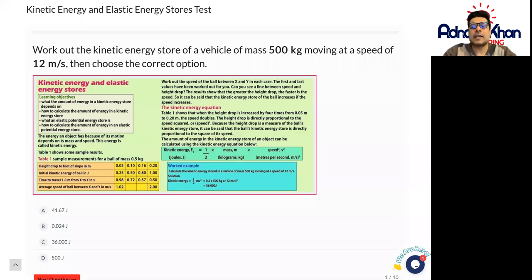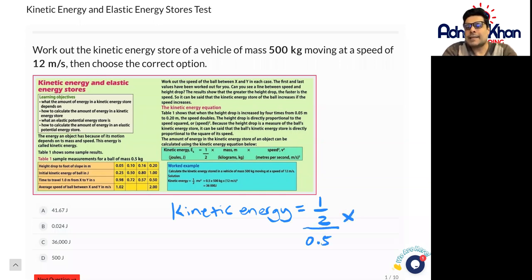Now, kinetic energy has a formula. Let's just write this formula down for you. So, kinetic energy, how do you work out kinetic energy? Well, the formula is half, or in other words, 0.5, multiplied by the mass. Mass means weight.